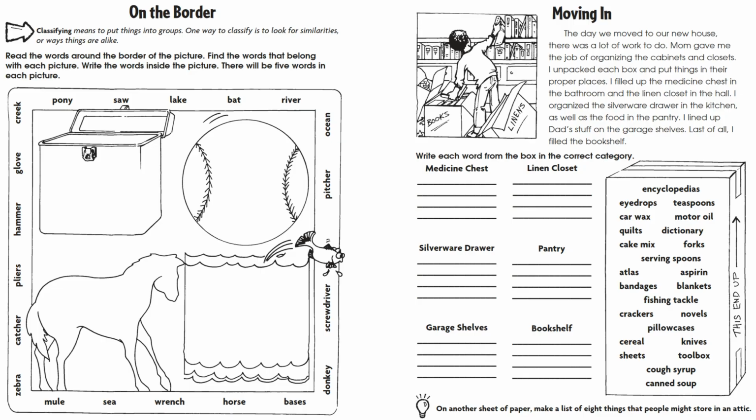Here is a good strategy. Do not start writing right away. First, look at all the pictures. Then read all the words around the border. After that, choose one category at a time.